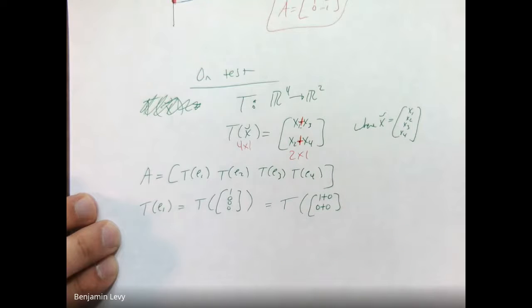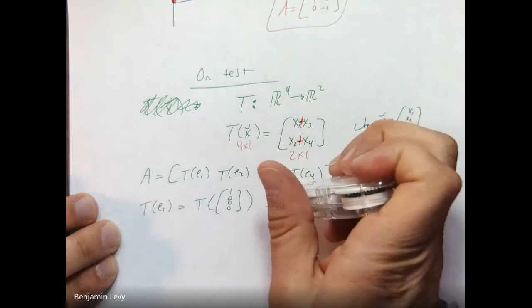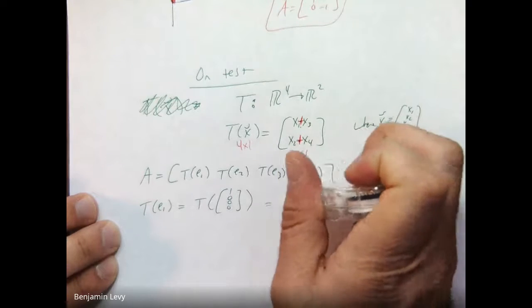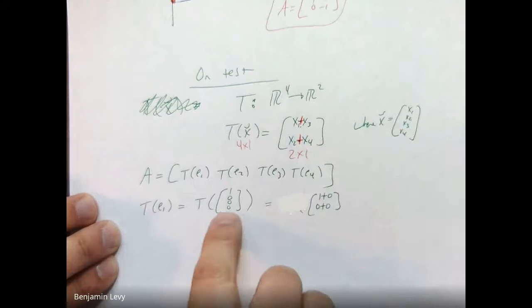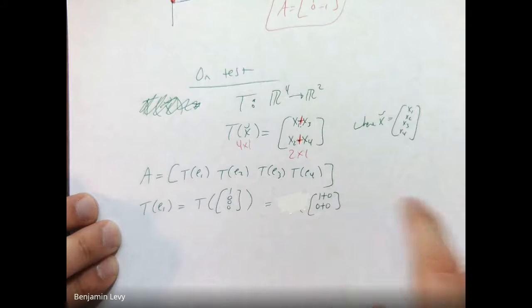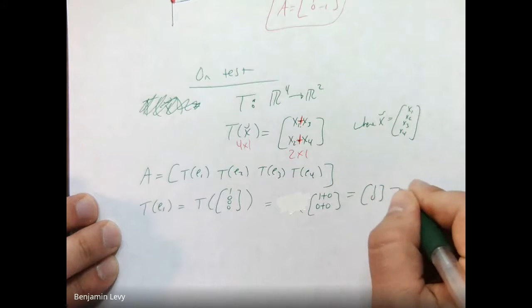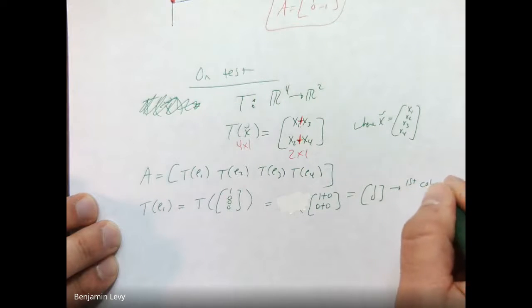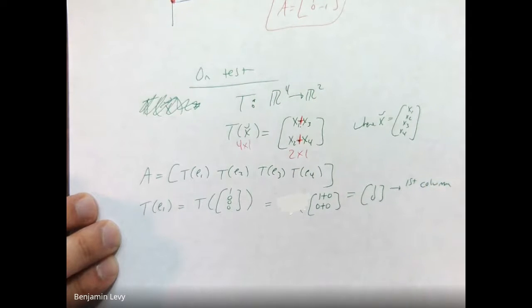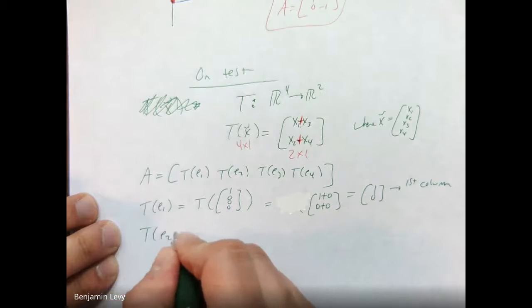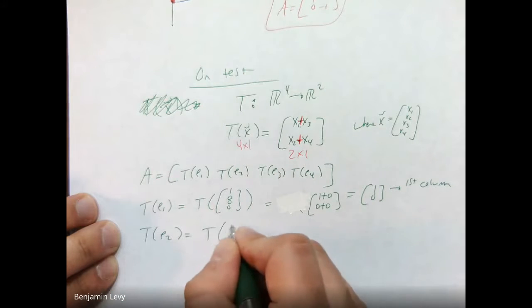Oops. Sorry, I didn't mean to put that T here. All right, we're going to apply the transformation here. Here we have applied it. And so this would be 1, 0. And so this is going to be the first column. I'm not going to do this whole thing, but just to be clear, the second one would be like this.